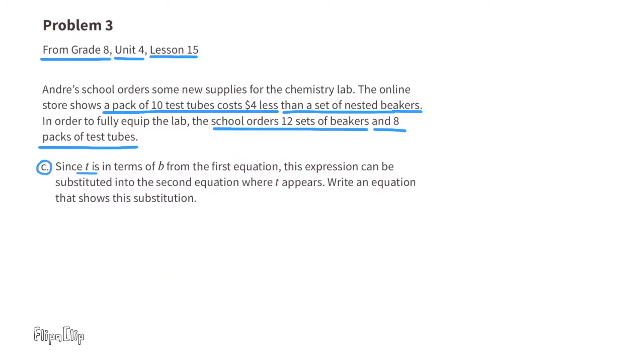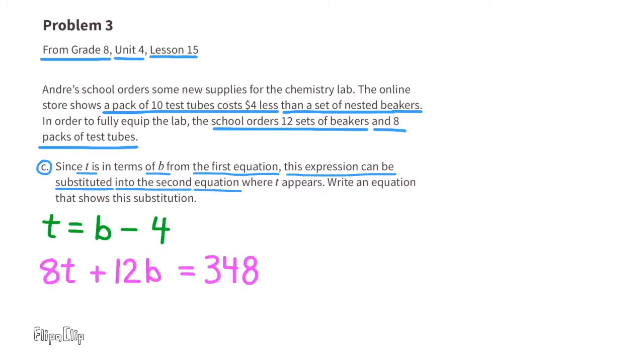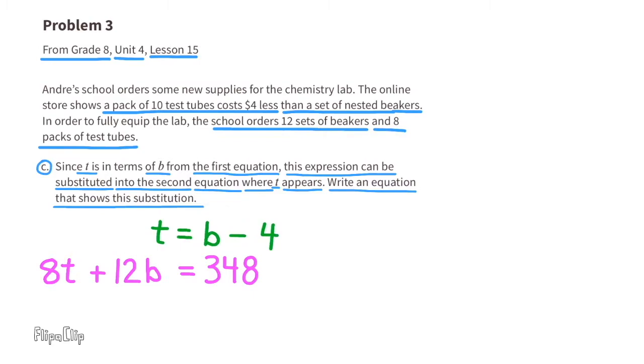C. Since T is in terms of B from the first equation, this expression can be substituted into the second equation, where T appears. Write an equation that shows this substitution. In green, we have the first equation that shows the value for T. T equals B minus 4. We can substitute the T from the second equation with B minus 4. So now it reads 8 times (B minus 4) plus 12B equals 348.